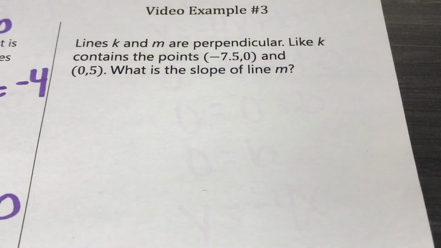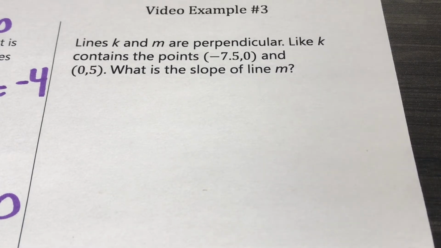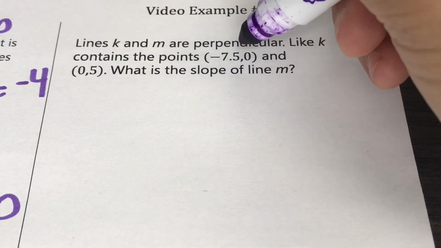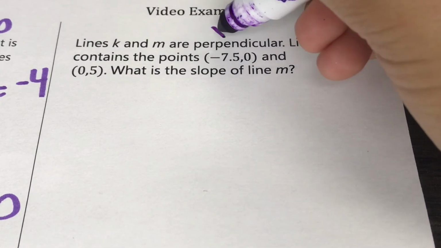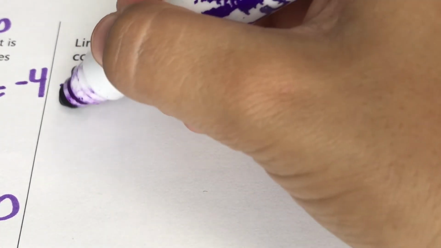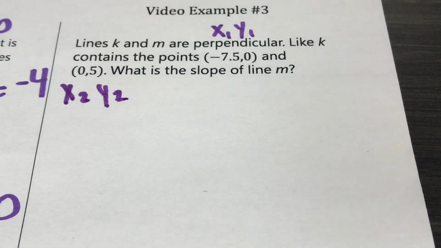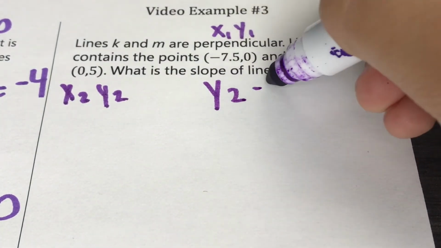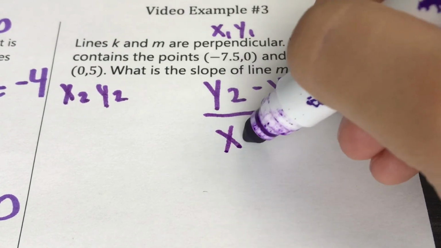So for this example, they give us 2 points that lie on line K. We want to know the slope of line M, which is perpendicular to line K. So our goal is to take the 2 points given, use the slope formula to find the slope of line K. If negative 7.5, 0 is our first point, let's call it x1, y1. If 0, 5 is our second point, we're calling it x2, y2. We're plugging it into the formula y2 minus y1 all over x2 minus x1.